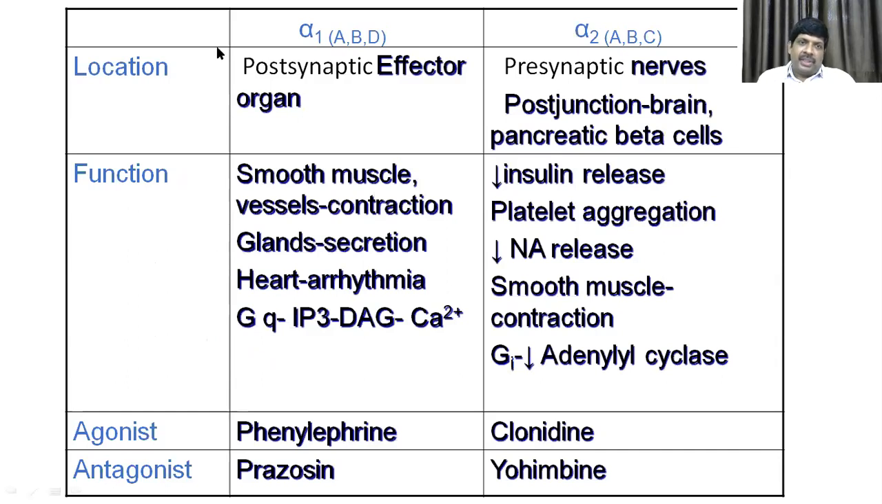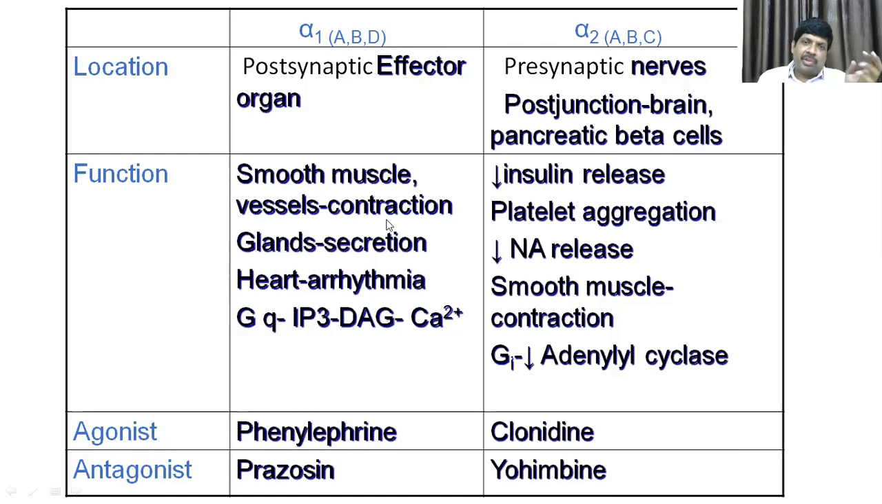Next, coming to the location of alpha receptor and beta receptor. As I told, there are some different subtypes: alpha 1A, alpha 1B, alpha 1D, alpha 2A, alpha 2B, and alpha 2C. These are post-synaptic, present on the post-synaptic effector organ, alpha 1. The alpha 2 are mostly present in the presynaptic nerve or post-junctional, in the brain and pancreatic beta cell. In the presynaptic nerve, it has the ability to inhibit the release of the adrenergic neurotransmitter.